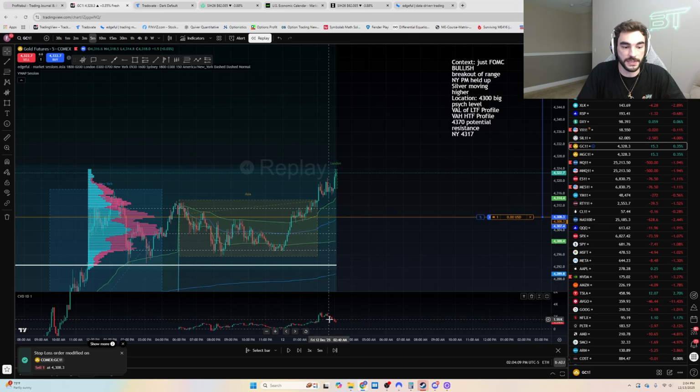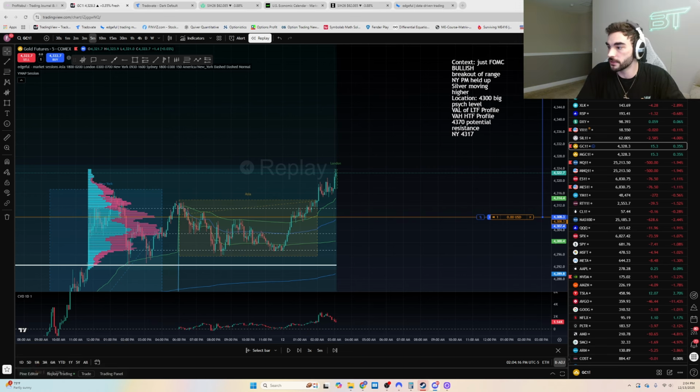What do we notice on the CVD? Your CVD is moving lower, your price action is moving higher. What's happening here? Buyers are getting invalidated. Sellers are getting invalidated. They're getting put in pain. They are not getting any reward for this.